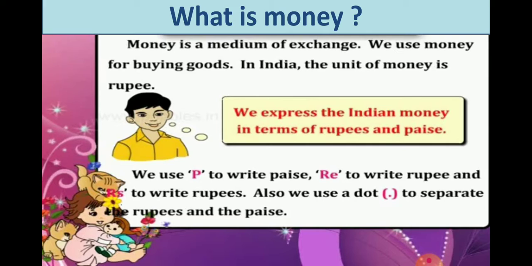We use money for buying goods. In India, the unit of money is rupee. Students, do you know we express the Indian money in terms of rupees and paise? We use capital P to write paise and Re to write rupee and Rs to write rupees. But students, do you know Re or Rs was used earlier? Now we don't use it anymore. Also we use a dot to separate the rupees and the paise.